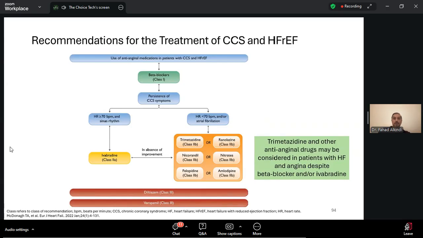So according to the guidelines, now, as I mentioned before, patients with CCS and heart failure with reduced ejection fraction, we need to use the anti-anginal medication starting with the beta blockers. However, if the heart rate is still above 70, then you have to consider ivabradine as a class 2A. And if the patient is still symptomatic despite low heart rate, then you can add trimetazidine as an anti-anginal medication.